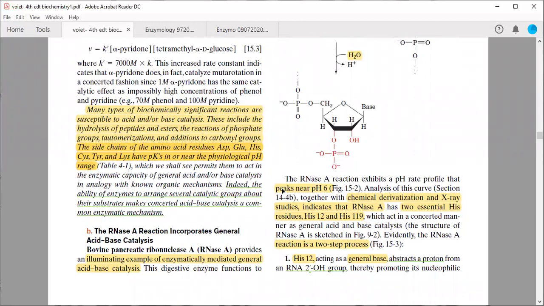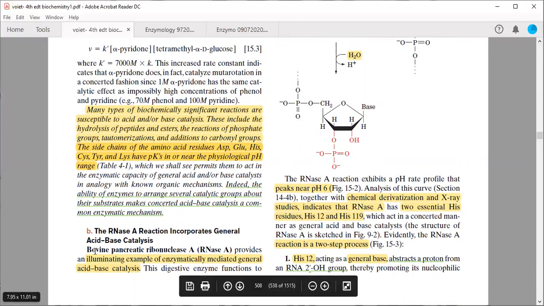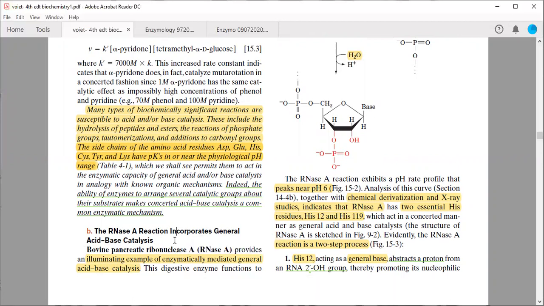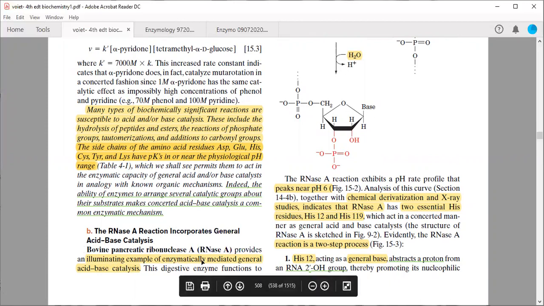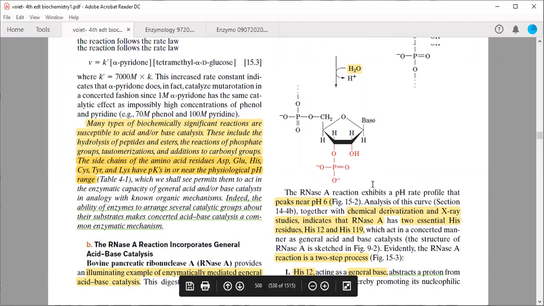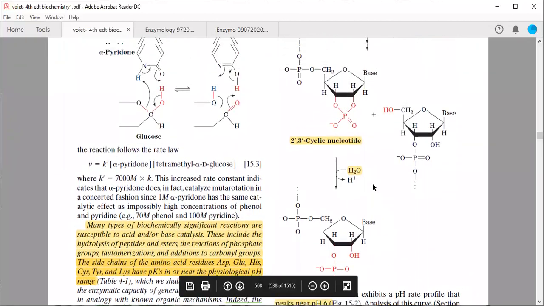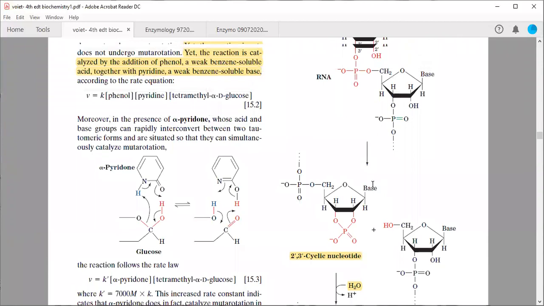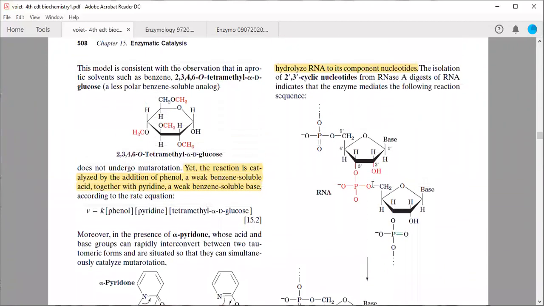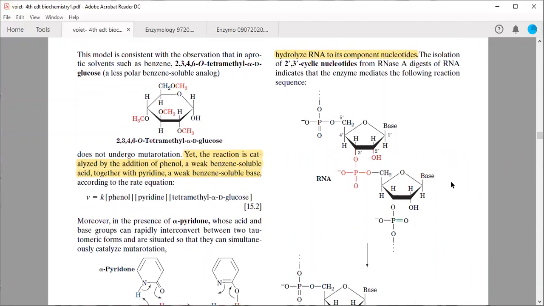Here they have written about RNase A. This has been isolated from bovine pancreas. It is a degradative enzyme that cleaves RNA species, providing an illuminating example of enzymatically mediated general acid-base catalysis. RNase A was also the first enzyme whose amino acid sequence was sequenced. It hydrolyzes RNA into the component nucleotides. How is it able to do this?